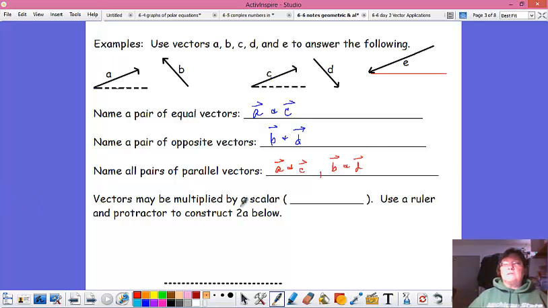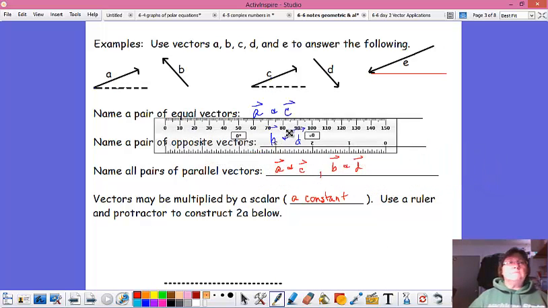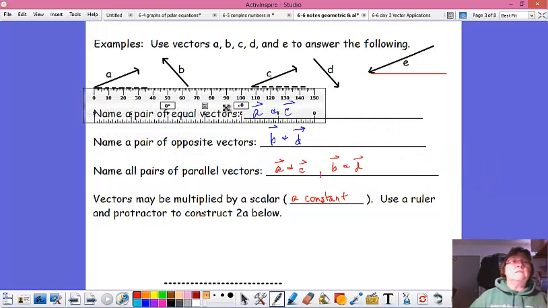All right, vectors can be multiplied by a scalar, which is just a number, a constant. And the challenge next is to use a ruler and a protractor to get twice the vector A here. So what we're going to have to do is find the length of vector A and duplicate its length. We got to double it, and then we'll also have to have that angle. So I guess I should get my math tools out. All right, let's measure that vector.